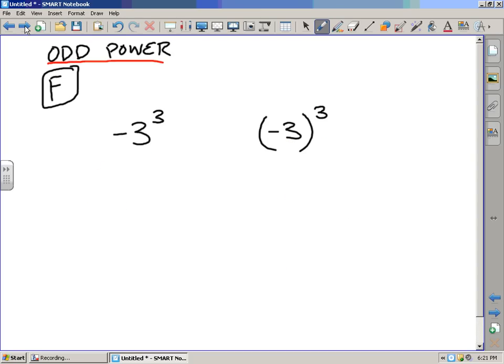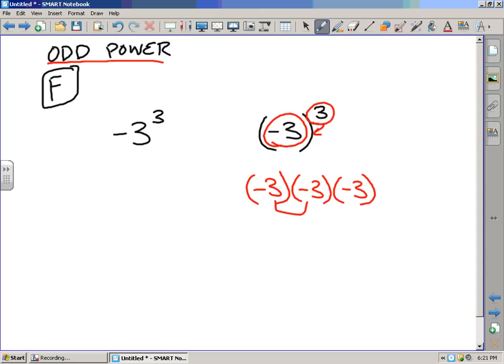Another odd power example. The 3 goes to what is directly beside. The entire -3 is the base. So we copy that 3 times. And then we multiply. -3 times -3 is 9. 9 times -3 is -27.